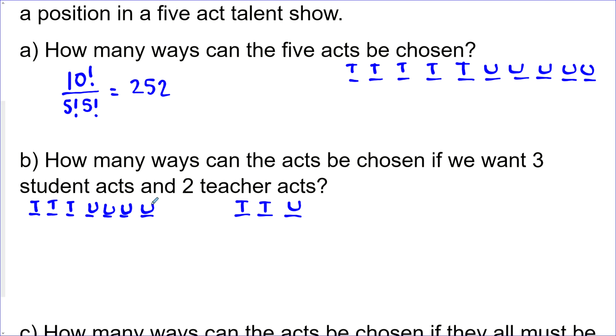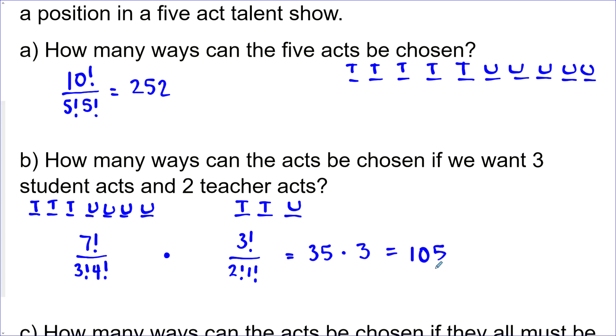Now let's treat these 2 groups separately. So for the first group, we've got 7, so we would have 7 factorial, and then we'd have 3 T's and 4 U's. For the teacher group, we'd have 3 total, and then we'd have 2 T's, and we'd have 1 U. We can put it there if we want, but it wouldn't change our answer. Now we're going to use the fundamental counting principle to multiply these together and combine them. So the first one is 35, and the second one is 3. So we get a total of 105 ways.